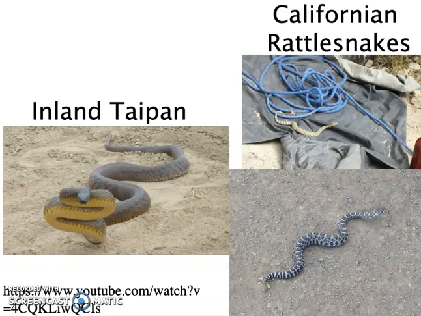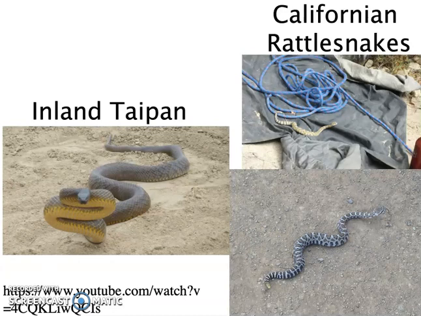Now, the inland taipan has an LD50 of 0.025 milligrams per kilogram. That's in comparison to a snake that you are more likely to encounter in your lifetime, the Californian rattlesnake, which we'll talk about in a moment. That one has an LD50 of anywhere from 2 to 20 milligrams per kilogram. So 100 to 1,000 times less toxic than the inland taipan.